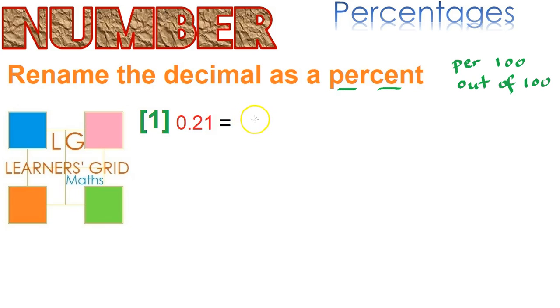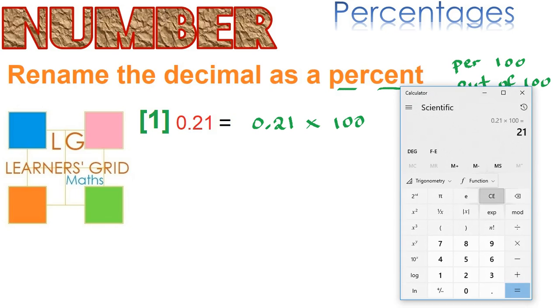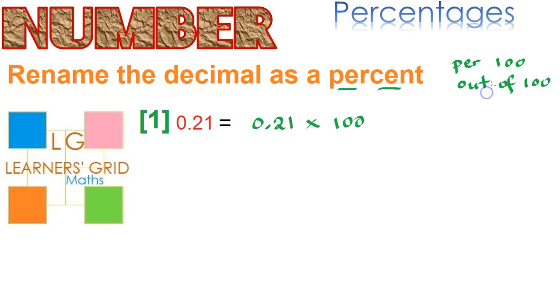Method number one, we take the decimal, so 0.21, and we simply multiply it by 100, which relates to this percent business. So you can use your calculator to do that. So let's use our calculator. So you can have 0.21 multiplied by 100. Let's clear that. 0.21 multiplied by 100. And what do we get? We get 21. So let's think about that. So equals 21. So the answer would be 0.21 as a percent is 21%.